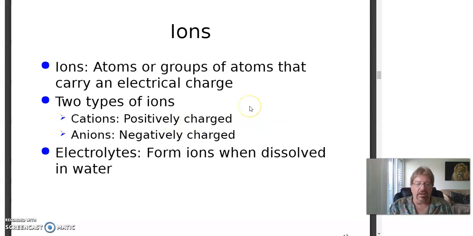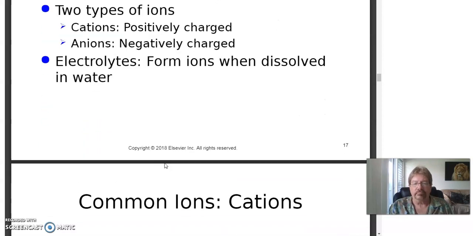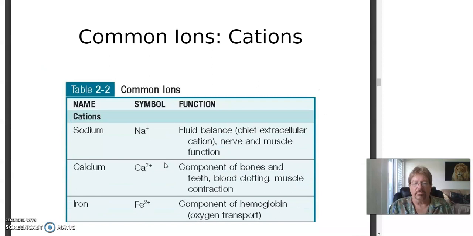When you take ions and dissolve them in water, like sugar or salt and things, these dissolved ions are called electrolytes. Electrolytes, as we will soon learn, are vital for life. Absolutely vital. Without them, our nerves don't work.